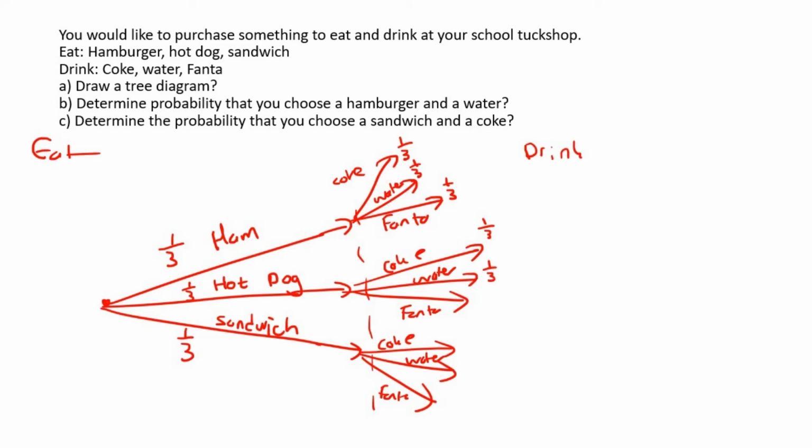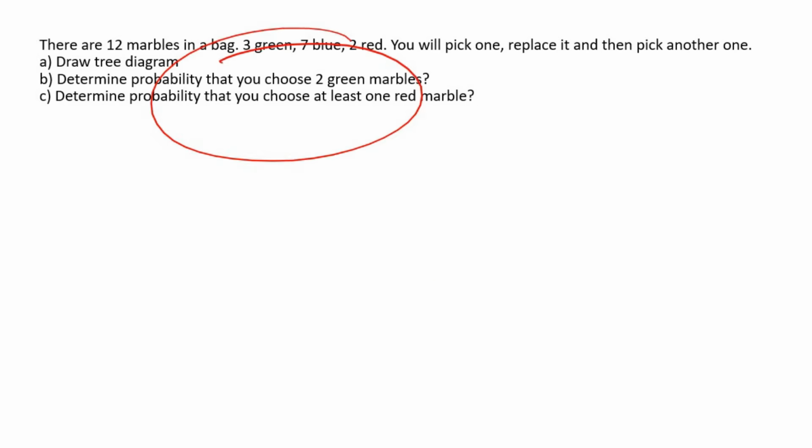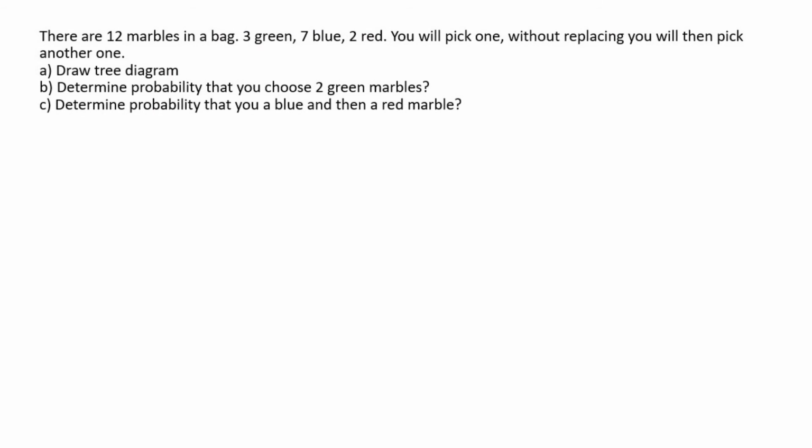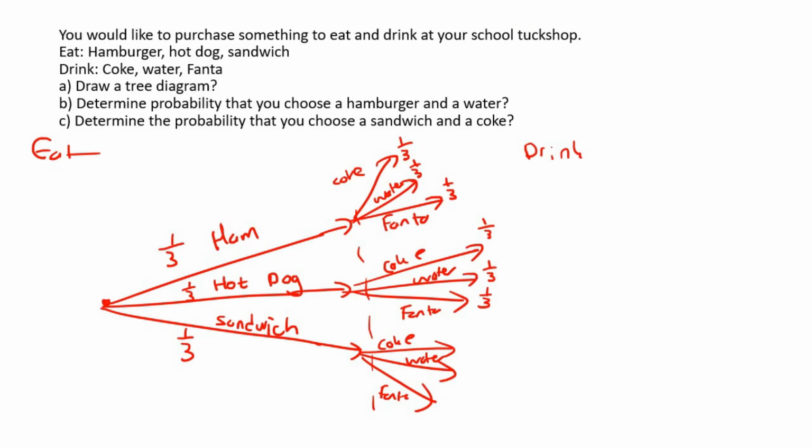You'll see in the next example that we have coming up. We have some interesting examples coming up. This one has marbles, but this next one is even more important because there's going to be something where you don't replace the marble after you pick it out of the bag. You'll see it's going to get quite interesting, so stick around for that one. 1 out of 3, 1 out of 3, 1 out of 3. Okay, so then we've drawn the tree diagram. Excellent.